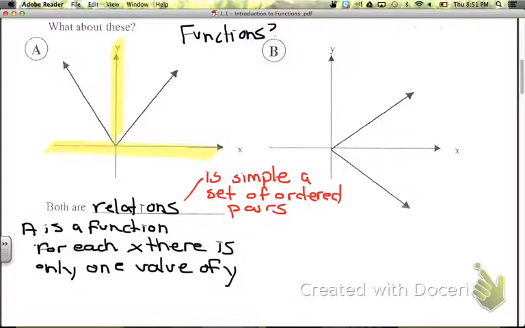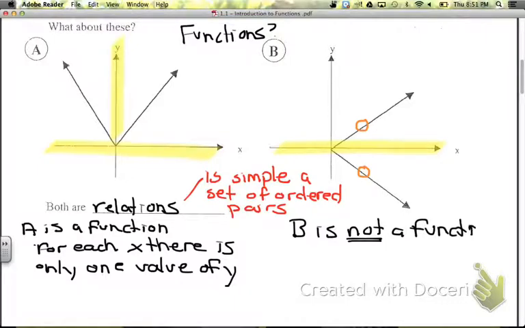But what about b? For each x, is there only one value of y? Well, if we look at our relation here, you can tell that there is more than one y value for each x value. So if I look at, say, 2, for example, there would be 2 y values. So therefore, b is not a function.